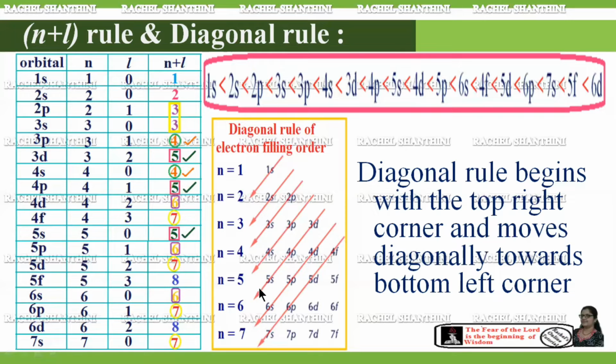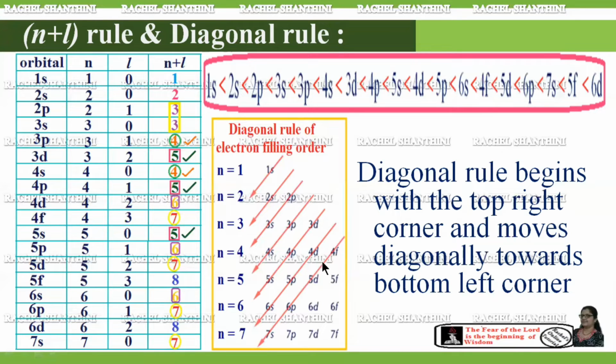So after 5s, now where we have to start? Again, we have to start from the top right corner. Okay, so we have 4d moves diagonally towards the bottom left corner. We have 5p, then 6s, right? So we have here 4d, 5p, 6s.